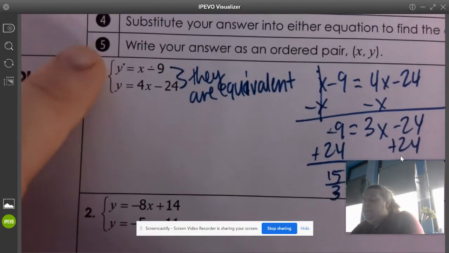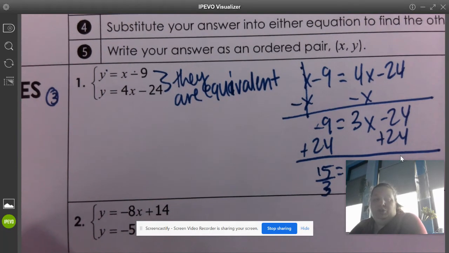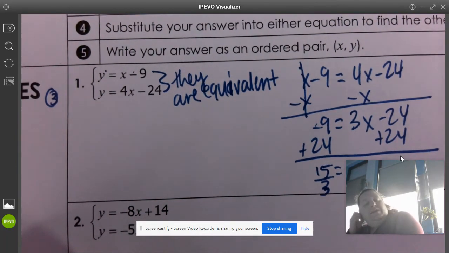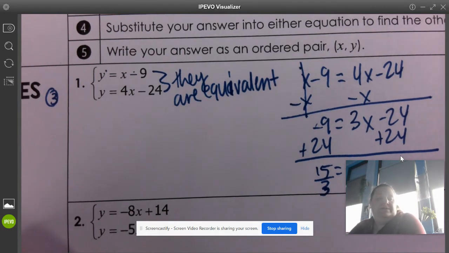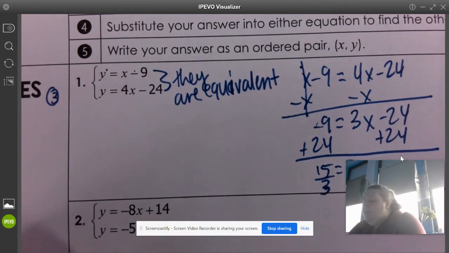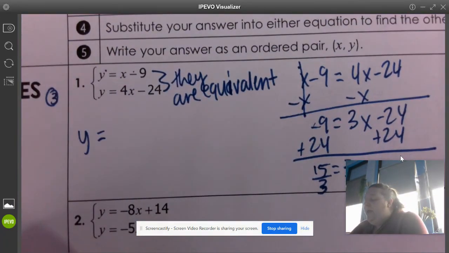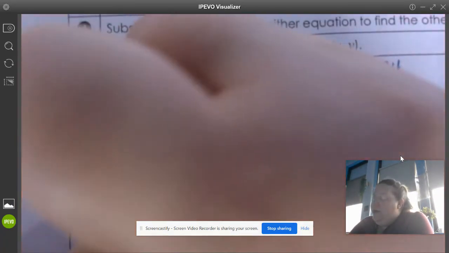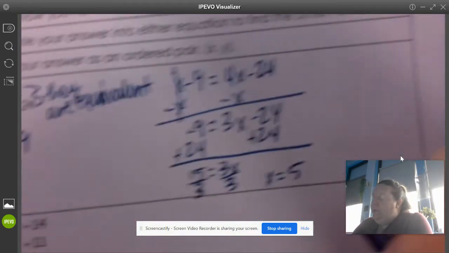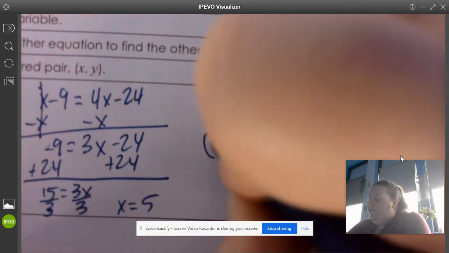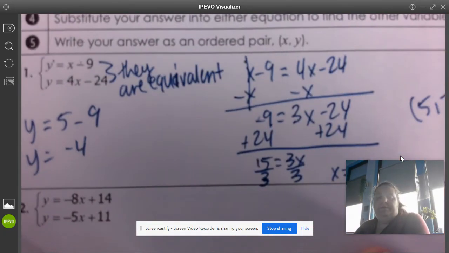Now, because both of these equations are y equals, it doesn't really matter which one you use to solve for y. Either way, you're going to get the same answer. I like to look with the one that has either the least amount of steps or smaller numbers. So that would be the first equation, but once again, you can use either of them. So y equals x minus 9, so y equals 5 minus 9, which is negative 4. So my final answer would be 5 comma negative 4. That's where they would intersect, okay?